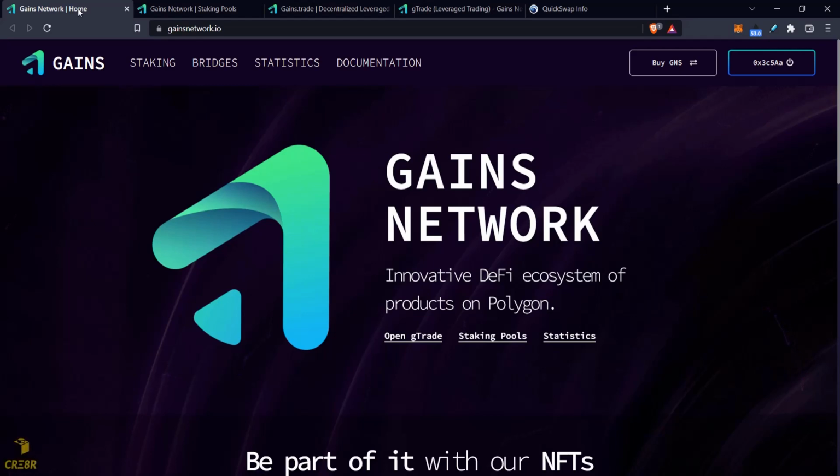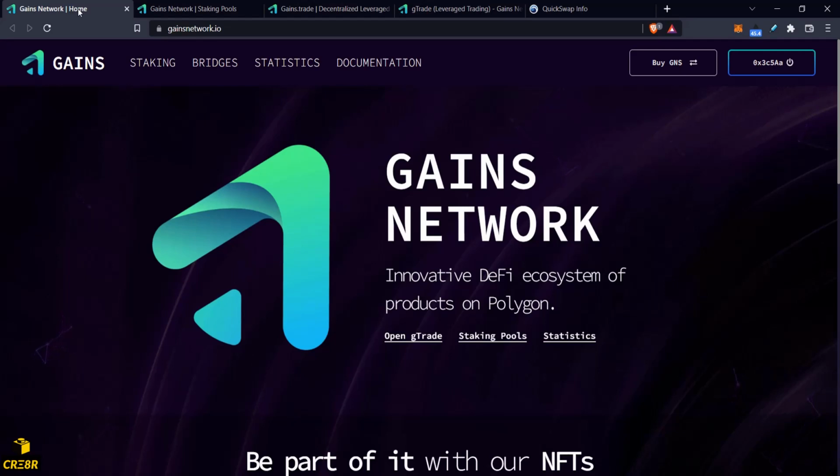Today we're going to be taking a look at Gains. Now Gains is a network. Right now it's mostly a leverage trading platform on Polygon. Now there are some other features in the roadmap or in the future vision of this protocol or this team, but right now it's mostly a leverage trading platform.